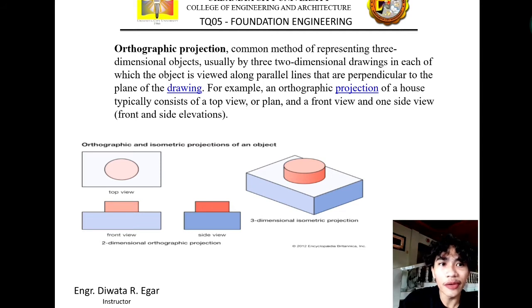And on the three-dimensional isometric projection, we could see all sides. We have the top view, the front view, and of course, the side view. So it is like they were combined into one. So the isometric or three-dimensional projection is an all-in-one view of all the parts in the projection.